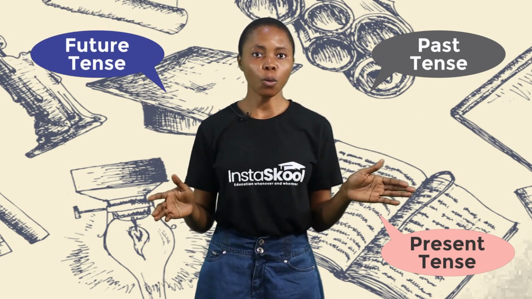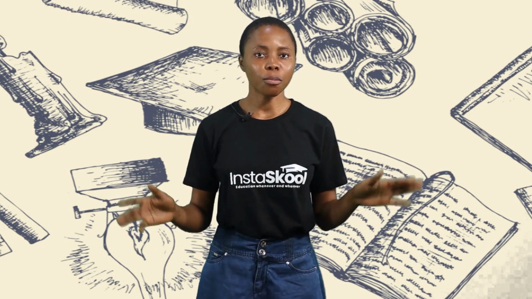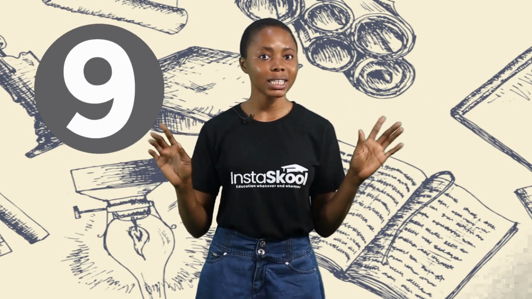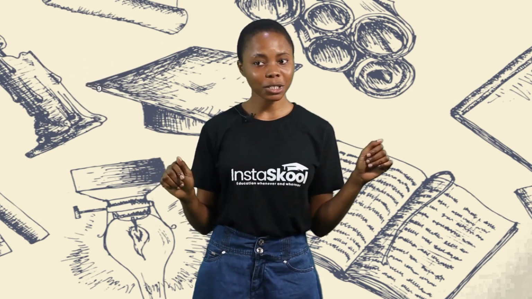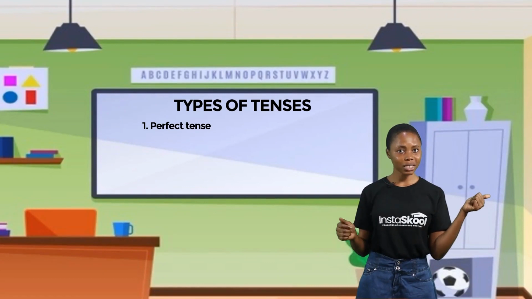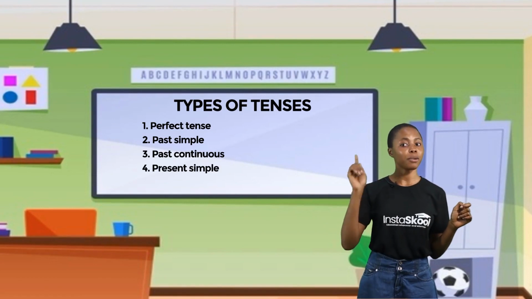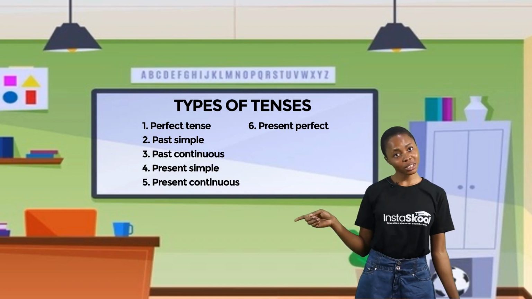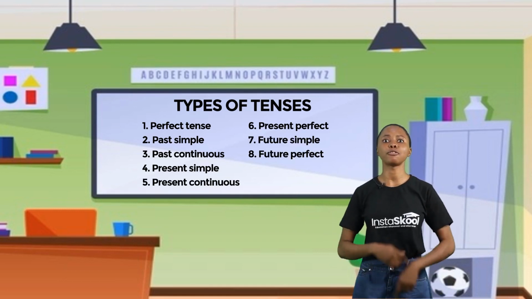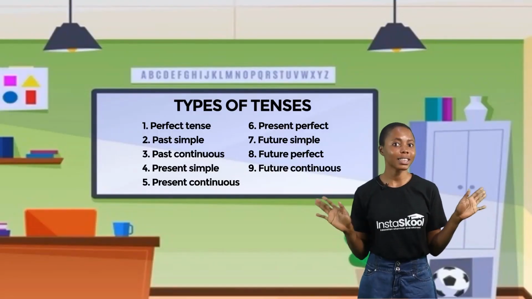But in this lesson, we'll go deeper into the types of tenses that we have because we have a broad range of tenses. But for this lesson, I'll list out only 9 tenses that we'll take. In no particular order, the first will be past perfect tense, second will be past simple, third will be past continuous, fourth will be present simple, fifth will be present continuous, sixth will be present perfect, future simple tense, future perfect tense, and future continuous tense. I know there are a lot to take in, but don't worry, that's why I'm here.